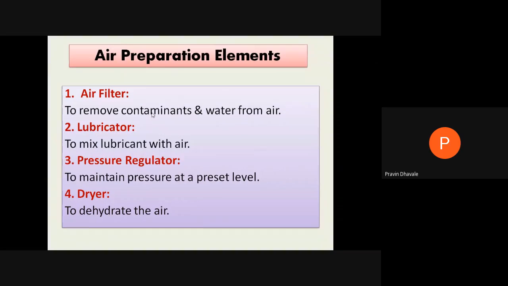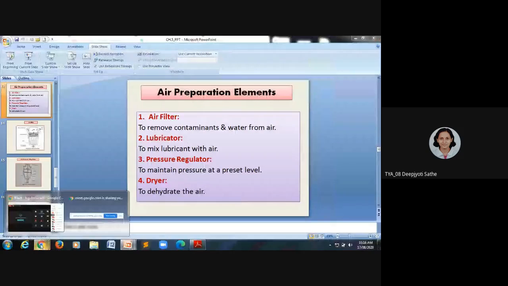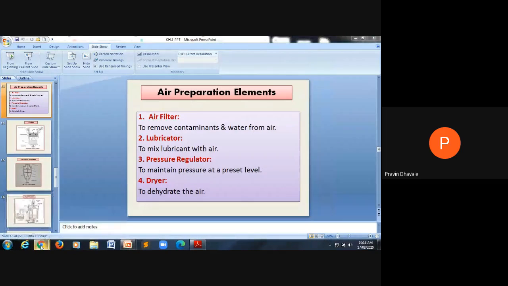Is it clear? We will take a brief review of the last lecture. Have you understood? What is the air compressor? Hello? Yes, sir. Okay.